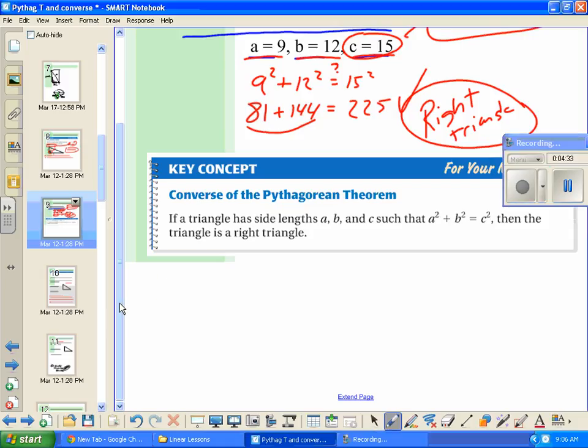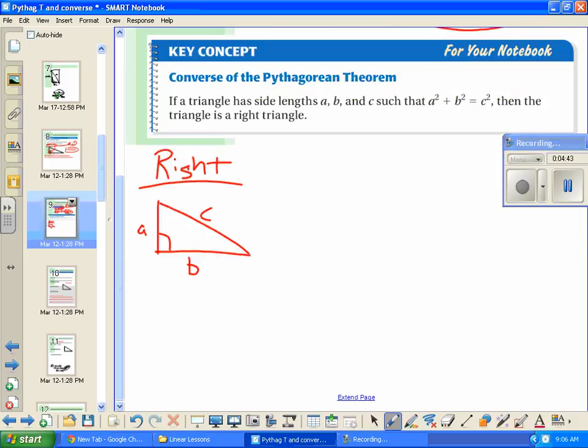Well, so we know that if that formula works, we have a right triangle, which again looks like this. I have A, B, and C. And what do we know about a right triangle? A right triangle has one 90-degree angle. So I know that about right triangles.